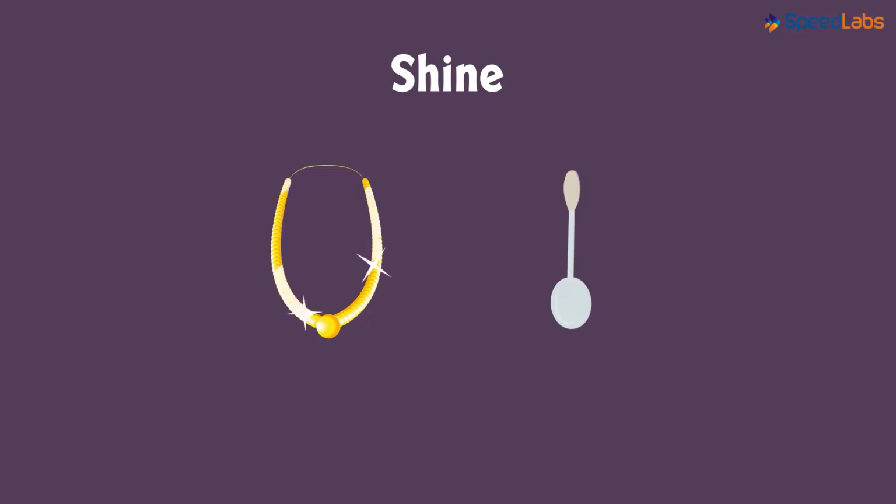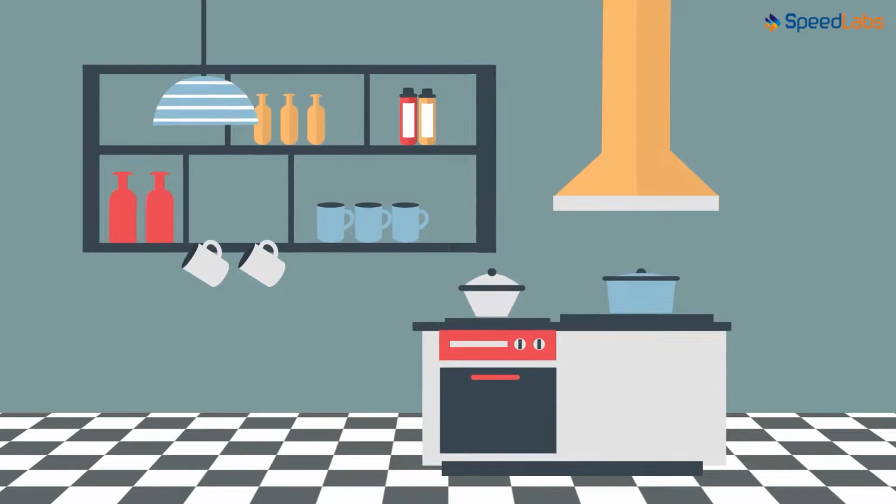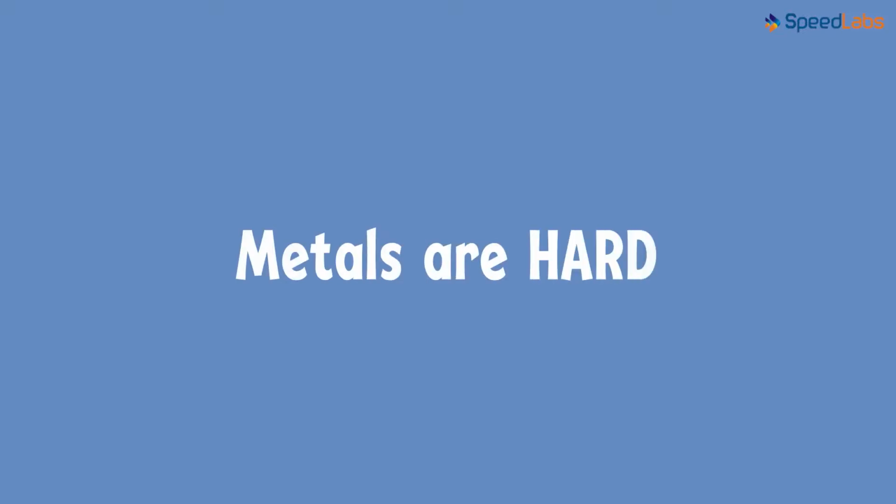Do you know what this shine is called? Well, it is called luster, and as both gold and aluminium are metals, this is known as metallic luster. Now we know that metals have a metallic luster. Now if the utensil drops on the floor, does it break into parts? No, right? That is because metals are generally hard in nature. However, this hardness varies from metal to metal.